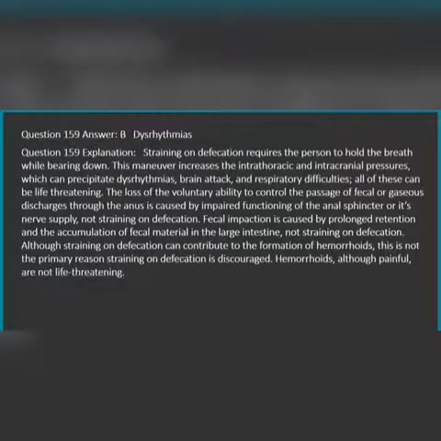The loss of the voluntary ability to control the passage of fecal or gaseous discharges through the anus is caused by impaired functioning of the anal sphincter or its nerve supply, not straining on defecation. Fecal impaction is caused by prolonged retention and the accumulation of fecal material in the large intestine, not straining on defecation. Although straining on defecation can contribute to the formation of hemorrhoids, this is not the primary reason straining on defecation is discouraged. Hemorrhoids, although painful, are not life-threatening.